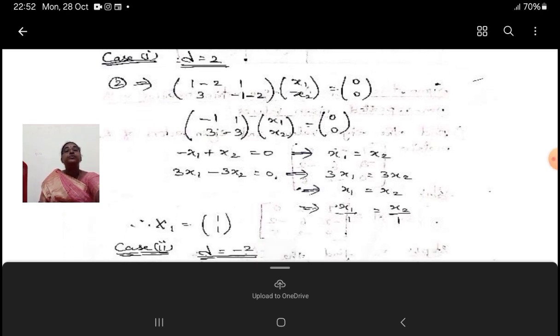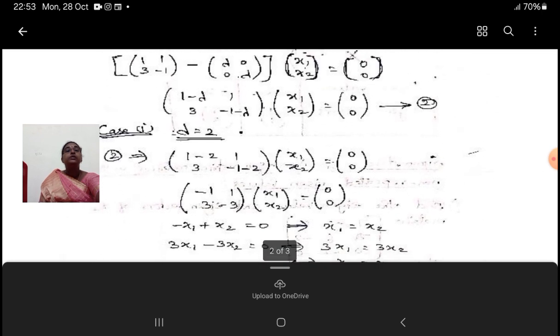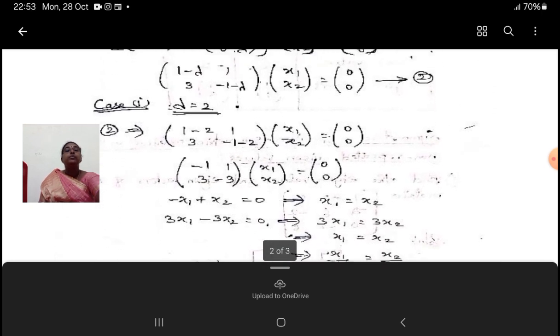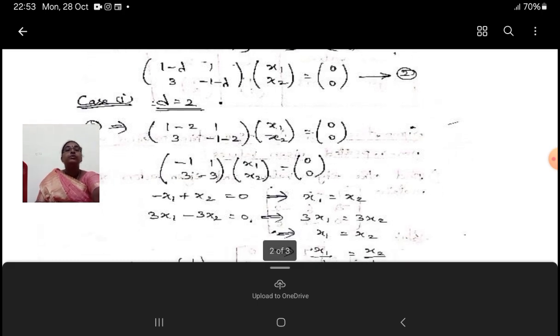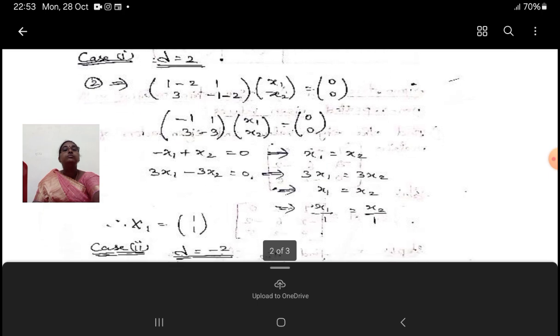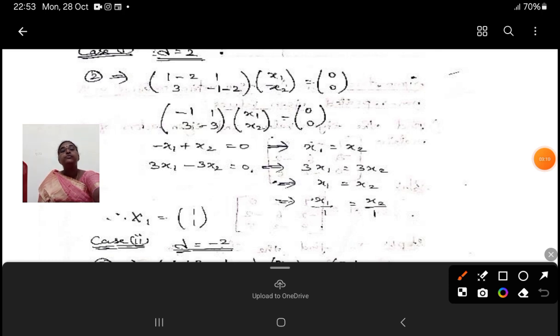First case, lambda equal to 2. Here lambda is replaced by 2. So 1 minus 2 and then minus 1 minus 2. Combining these two terms we get minus 1, 1 and 3, minus 3. These four values we got, multiplied by (x1, x2), which is equal to (0, 0).